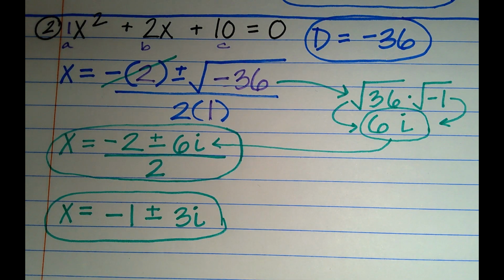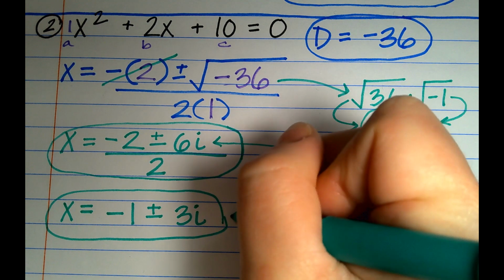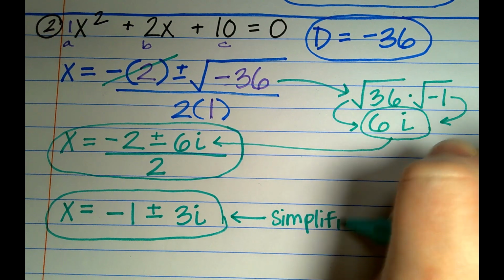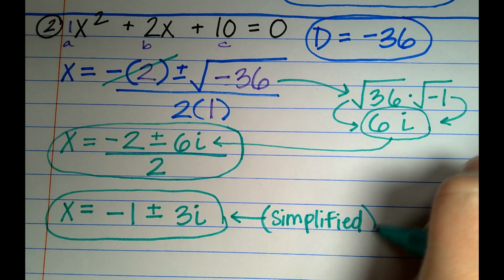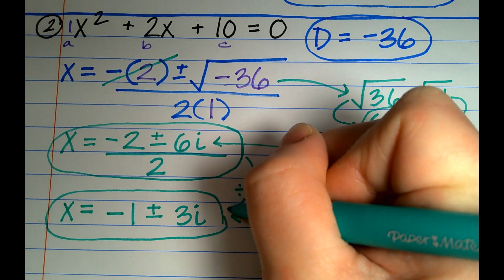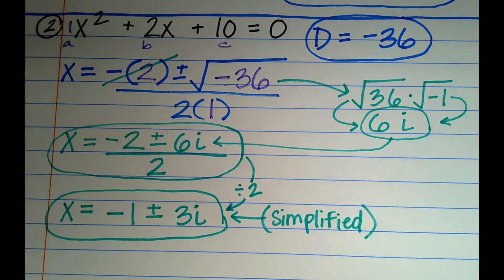So I'll circle them both. And I'm just going to write beside here, simplified. Divide by 2. Okay. All right, all right, all right. Do we have any questions about the last 2 problems we just did?